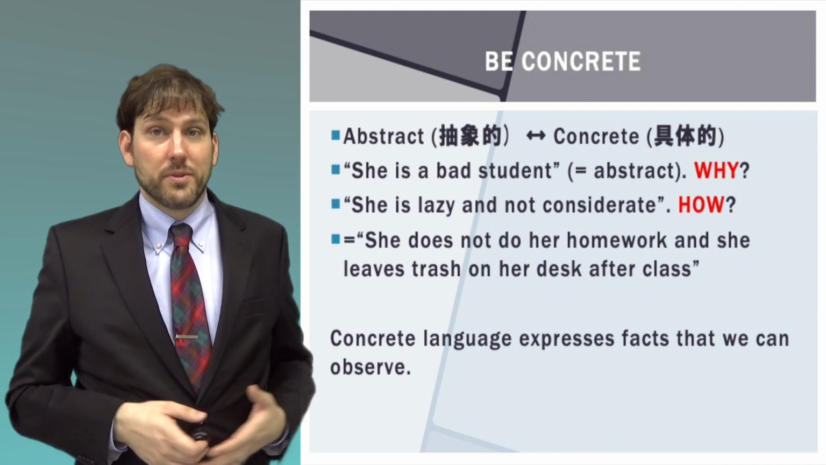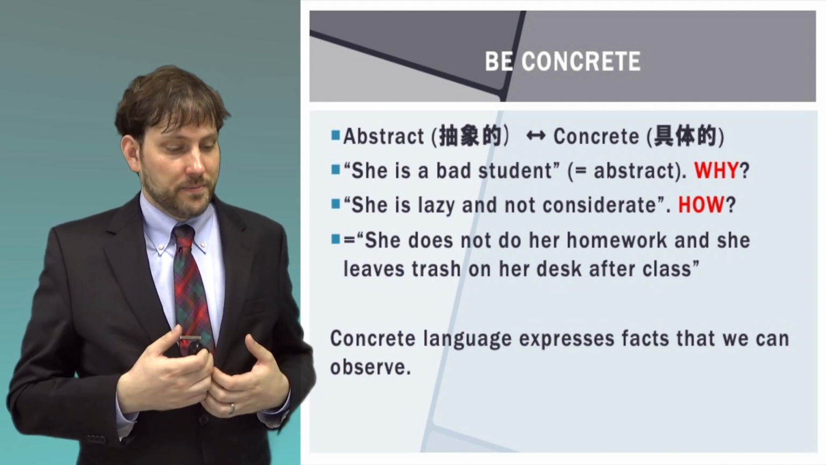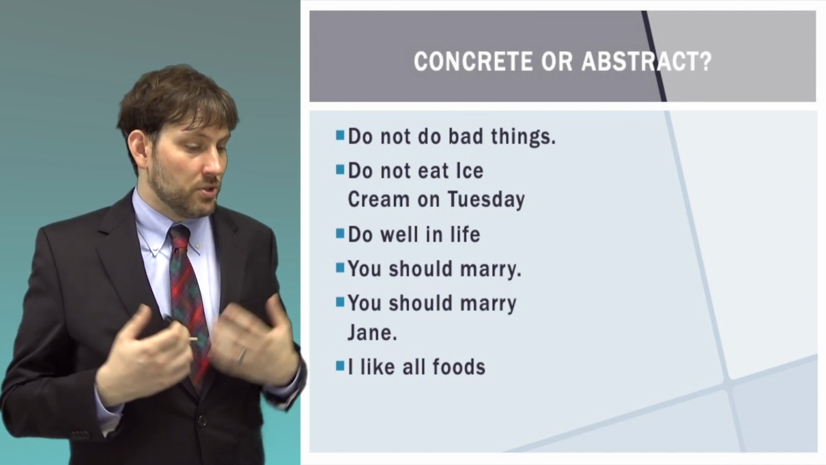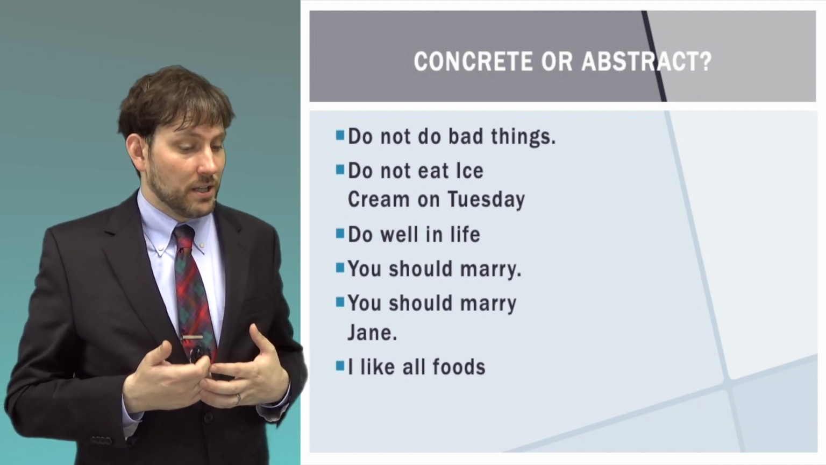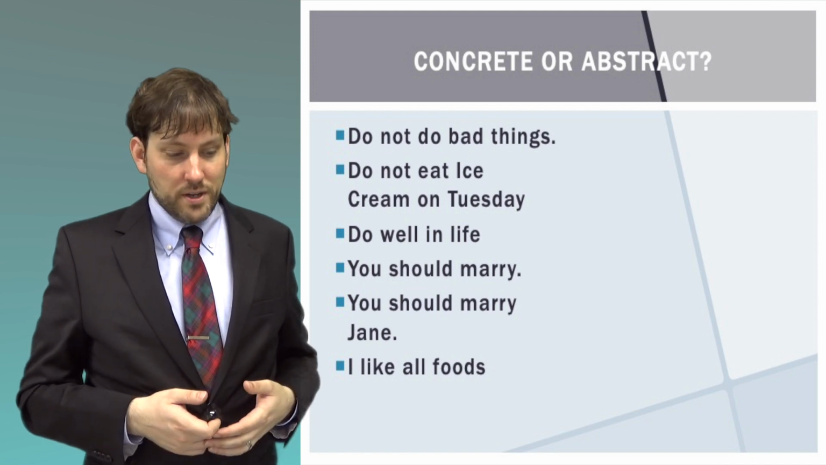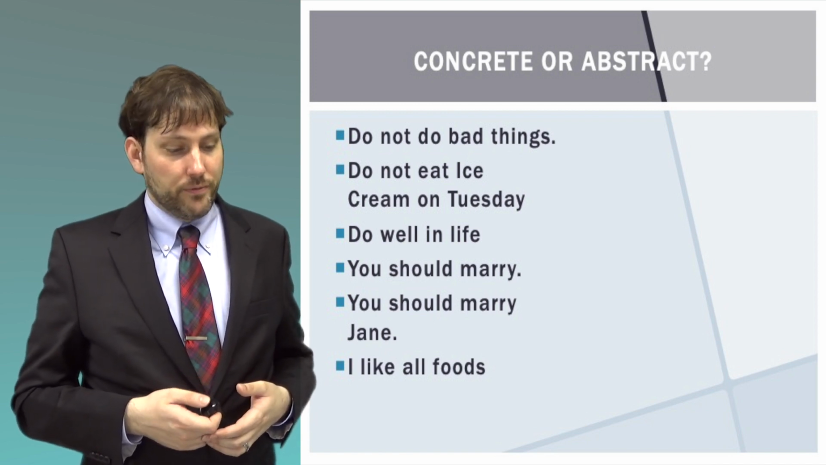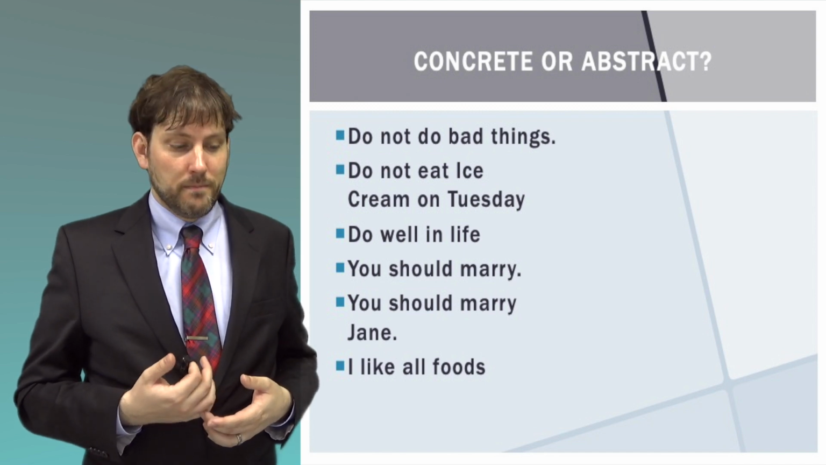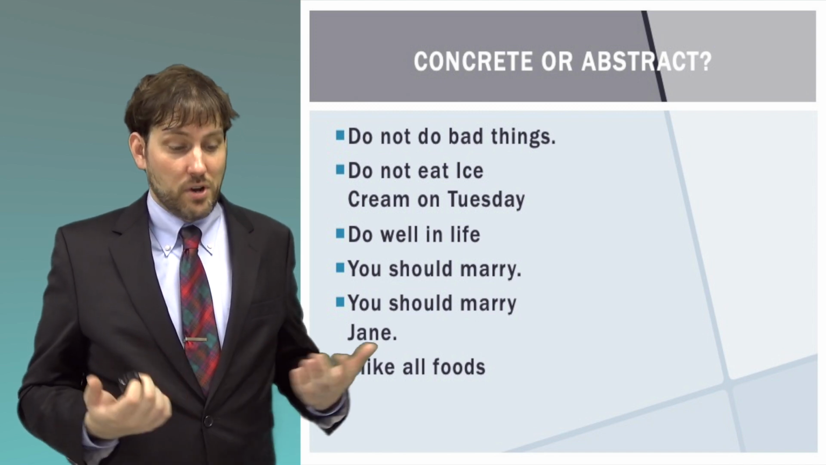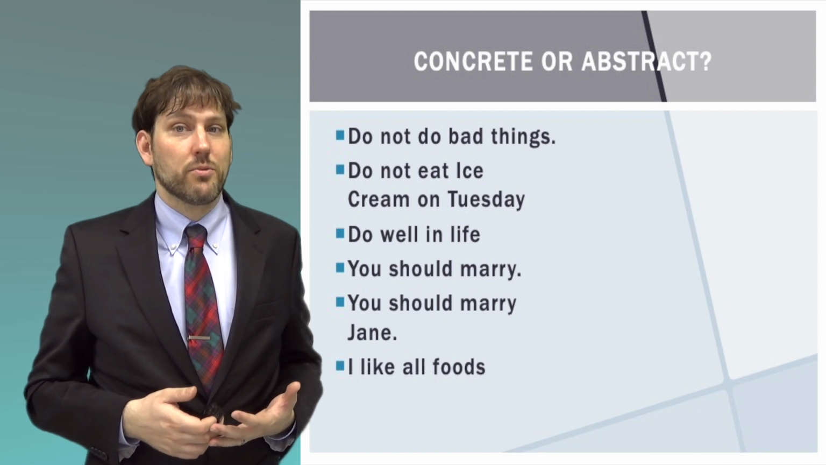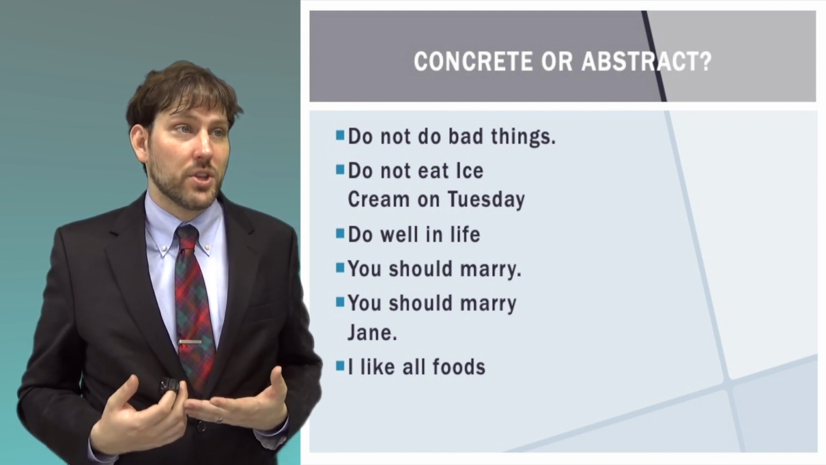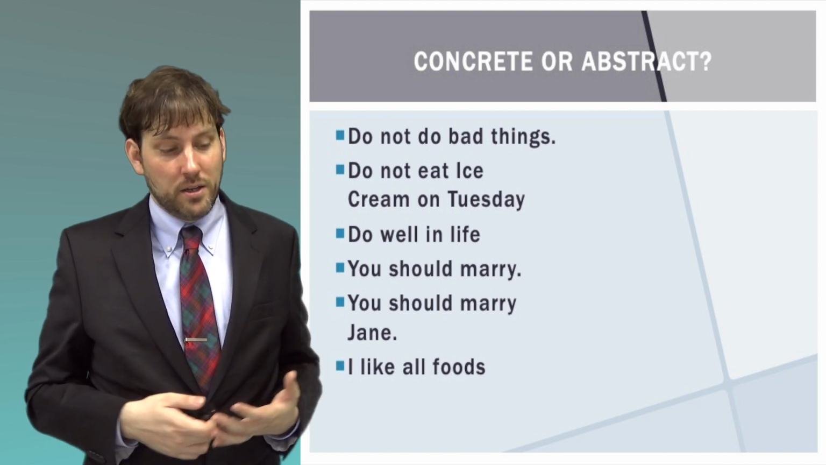So let's look at this with a few more and let's ask ourselves: do not do bad things. Do not eat ice cream on Tuesday. Do well in life. You should marry Jane. I like all foods. So do not do bad things in life, or do not do bad things is abstract. What are the bad things? What things are we saying are bad? Depending on who we are asking, this may include things that other people do not think are bad.